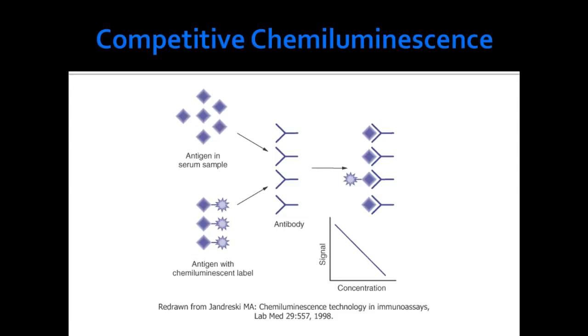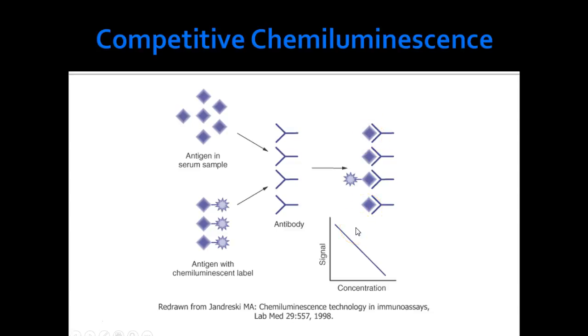So let's look at a picture. Here you can see we have the antigen in the serum sample. We're going to mix it with an antigen with a chemiluminescent label stuck to it. You see this little star splash here. We're going to mix these together in a test tube with antibody. They're going to compete for antibody binding sites. You can see both antigens fit, and they're going to create a binding that's going on here.